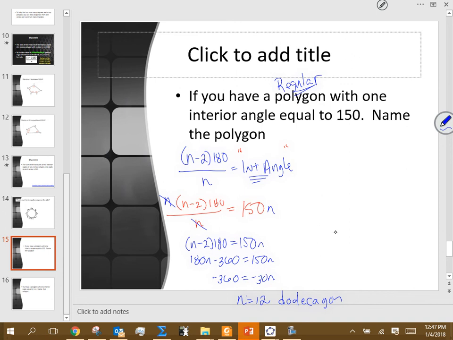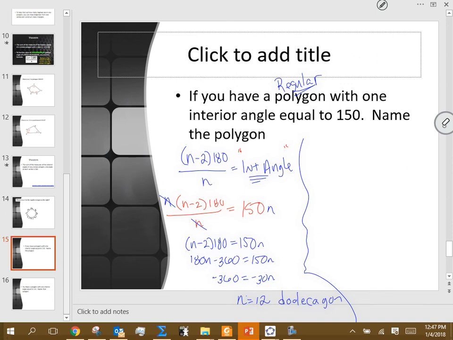As you're doing these problems, if you get anything beyond 12, if you get 13, call it a 13-gon. If you get 14, call it a 14-gon. They're not going to ask you. They might ask you to type in dodecagon or choose it from a drop-down window or something like that. But beyond that, it'll be 14-gon, 15-gon, that kind of thing.